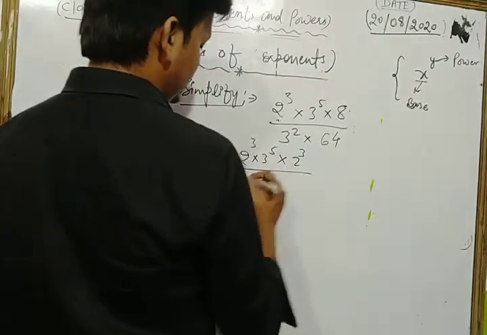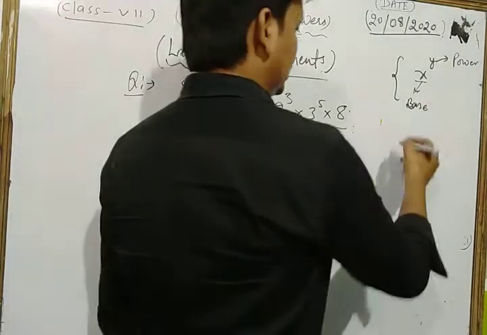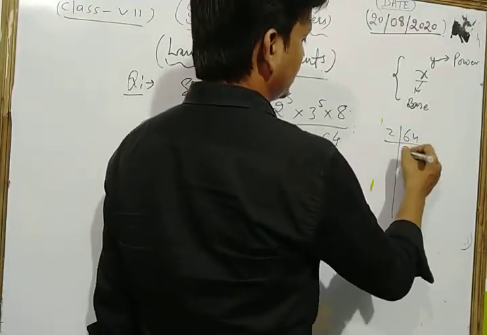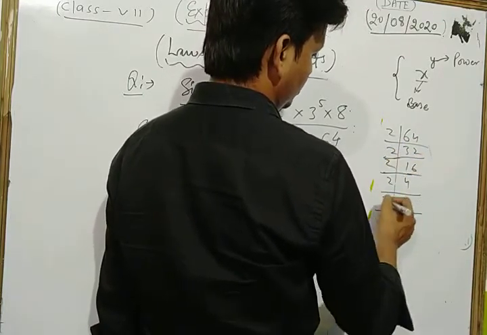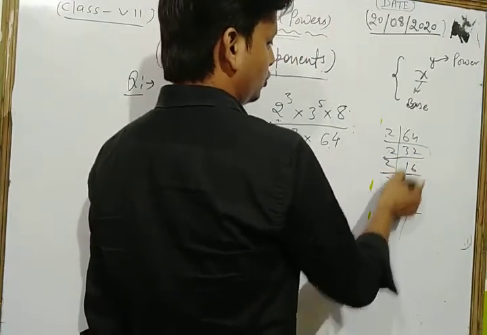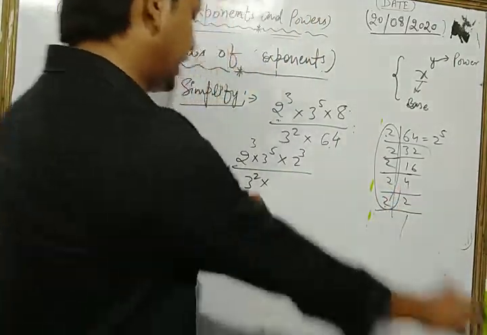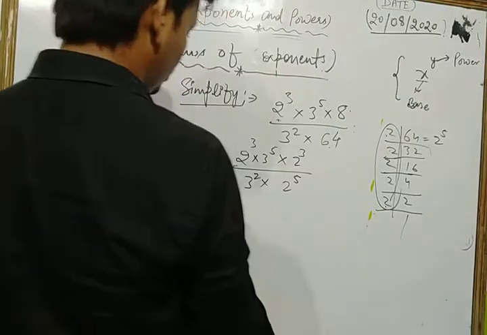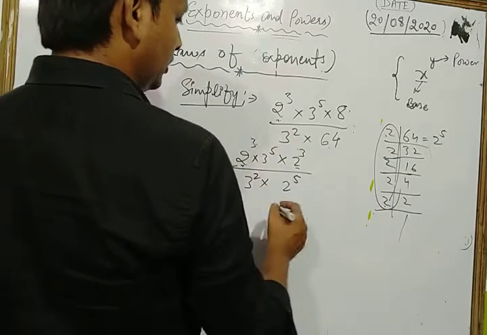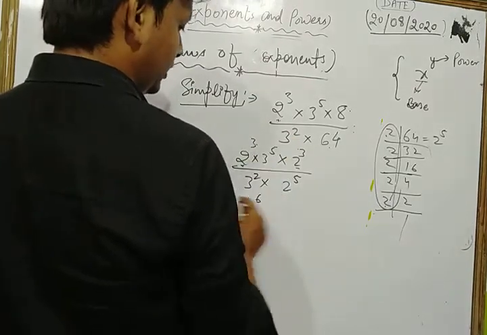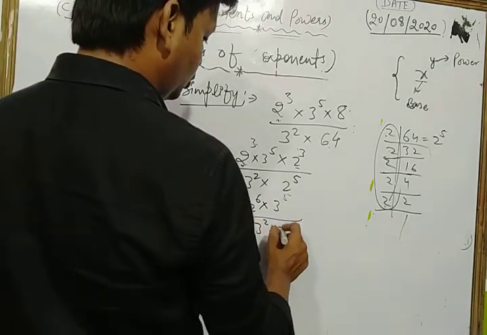Okay. In the denominator we write 3 to the power 2 into, if we do prime factorization of 64, then what do I get? Let's see, 32, 16, 4, 2, 1. So we write 64 as 2 to the power 5. Now in the numerator, the bases are the same, so the powers add: we have 2 to the power 6. Now we write 3 to the power 5 upon 3 to the power 2 and 2 to the power 5 as it is.